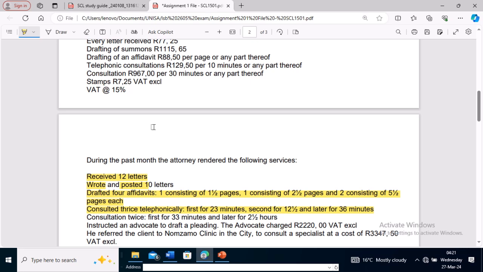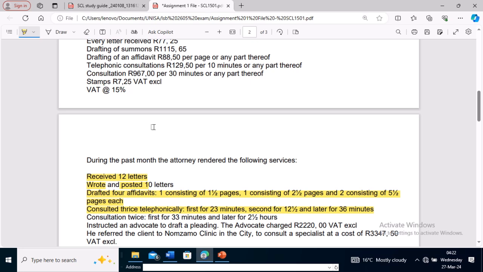Then the second one is 2 hours and a half. So let's break it down. Each hour has how many minutes? 60 minutes. So 2 hours is 60 plus 60, which is 120 minutes. So how many times does 30 go into 120? It goes 4 times. You can even use a calculator: 120 divided by 30 tells you it is 4 times.